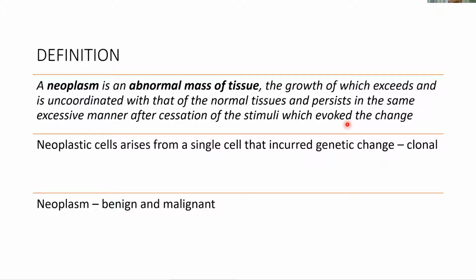In neoplasia, there are neoplastic cells. Basically, these neoplastic cells arise from one clone. Clonal means they arise from a single cell that has genetic changes or genetic damage. This is different from the normal cells, which are polyclonal, meaning that normal cells don't have any genetic damage.